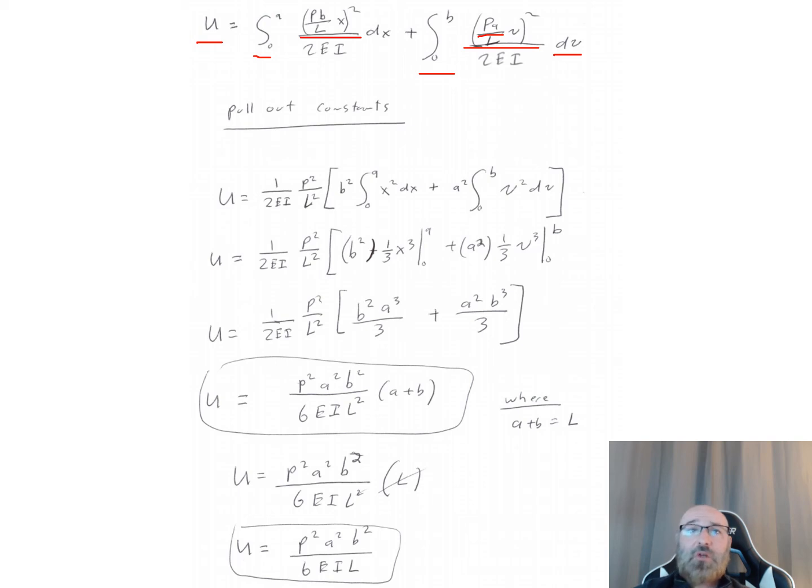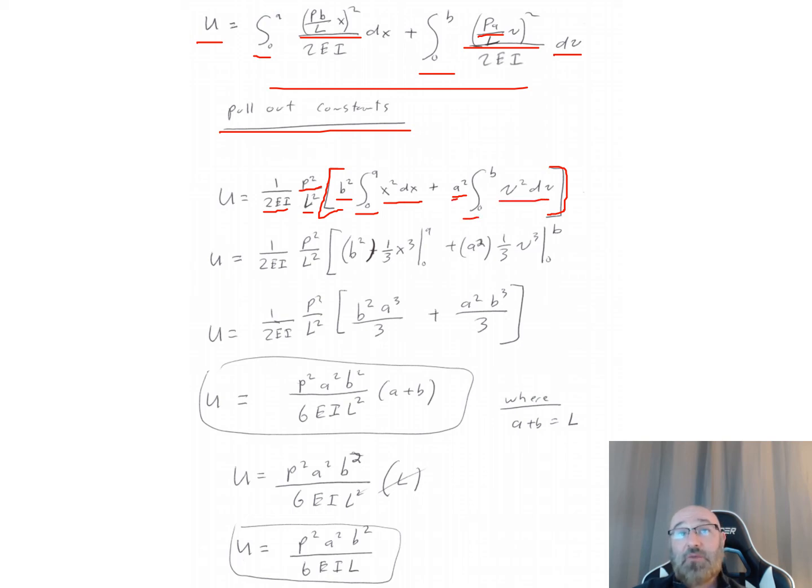Now from here what we want to do is pull out our constants in front of our integral. We realize that we have our 1 over 2EI and our P squared over L squared as constants for both of those integrals. So we'll pull those out front, create our square brackets here, and now inside, in front of our first integral, we have b squared as our constant, and on the right side for the second one, we have a squared as our constant. So this is going to be b squared times the integral from 0 to a of x squared dx, plus a squared times the integral from 0 to b of v squared dv.